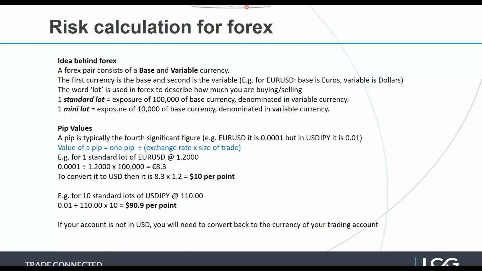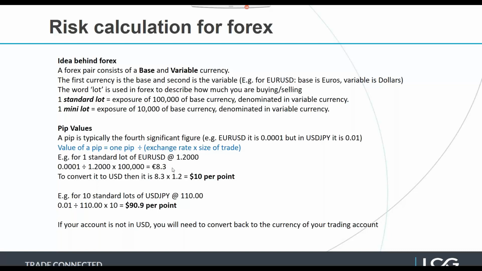So the value of 1 pip is 1 pip as we're expressing it in actual currency, divided by the exchange rate and multiplied by the size of the trade. So an example, one standard lot of euro dollar at the price of 120: we would do 0.0001, divided by 120, which is the exchange rate, times 100,000, which is our one standard lot. And that gives us a value of 8 euros 30 cents. And if we want to convert that into dollars, then it gives us $10 per point.